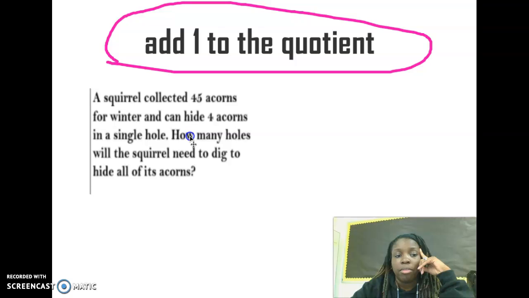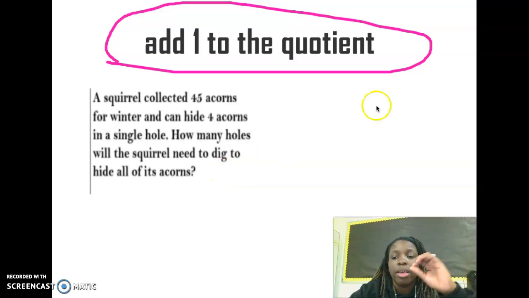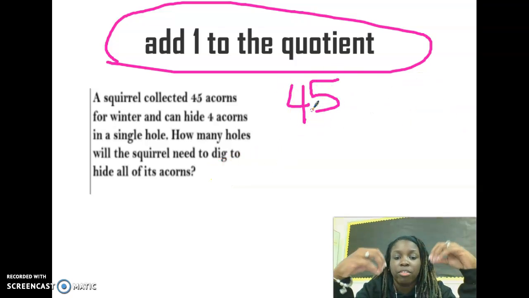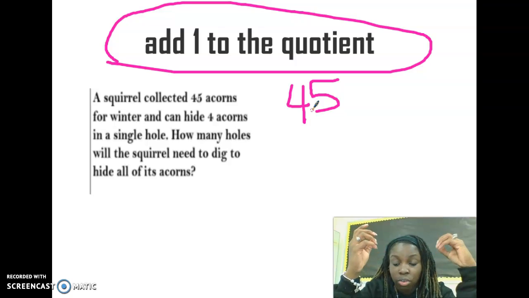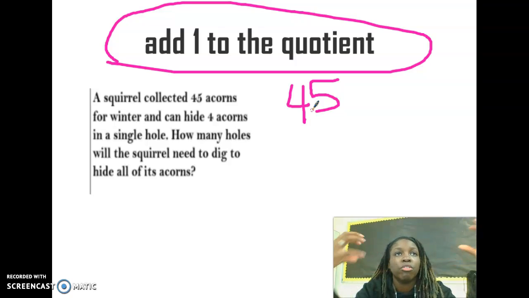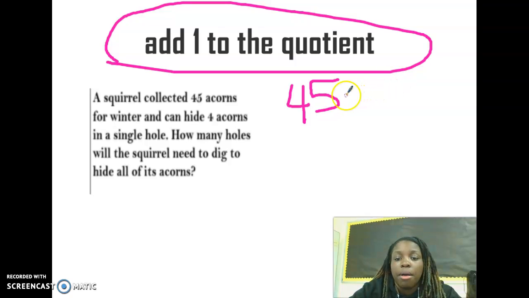So this problem says a squirrel collected 45 acorns for winter and can hide 4 acorns in a single hole. How many holes will the squirrel need to dig to hide all of his acorns? So we have 45 acorns, and we know that we're putting them into holes. Holes are like groups, right? So I know if I'm thinking about groups, putting them into groups, I'm dividing. So I know I'm dividing this by 4.